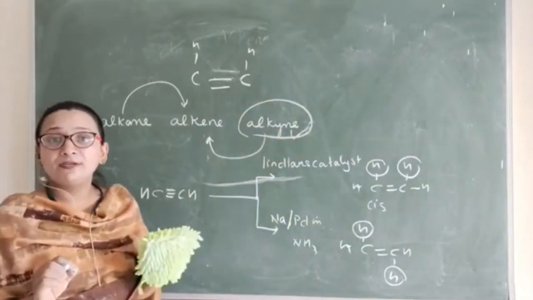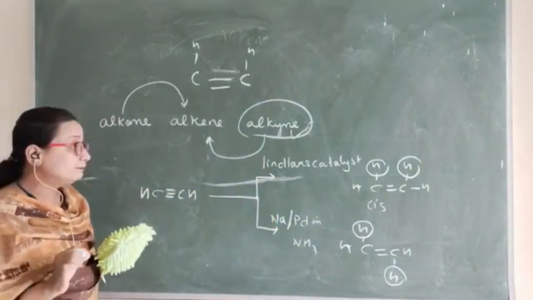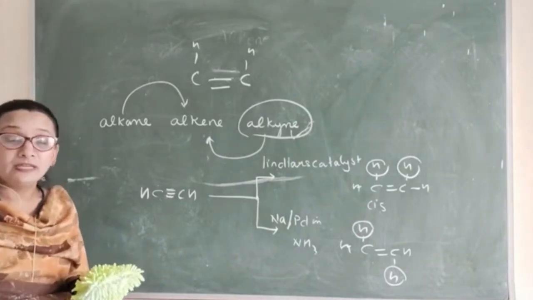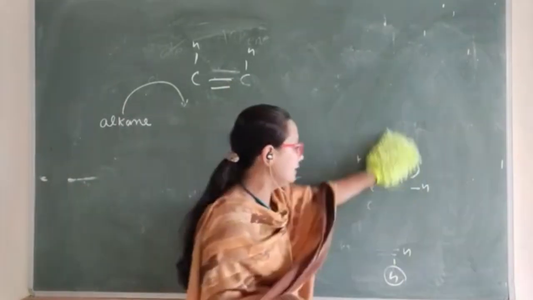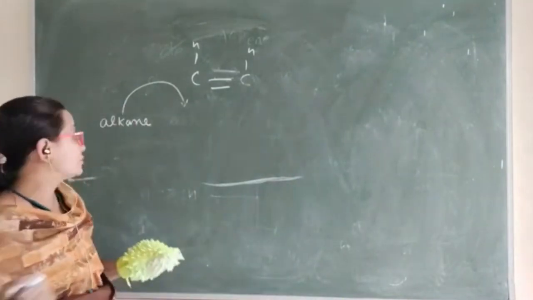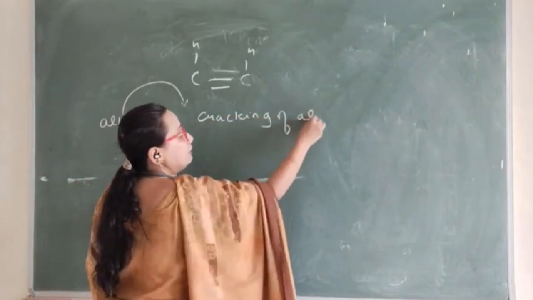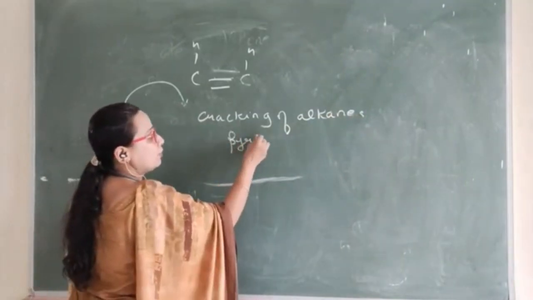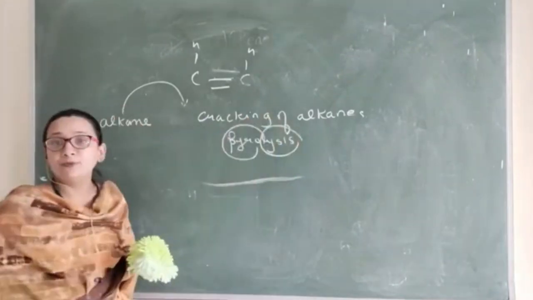Now the last method of preparation we are going to talk about in this video is from alkanes. This method of preparation we have already seen. When we studied reactions of alkanes, the name of the reaction was cracking of alkanes. Cracking means breaking. We call the same reaction pyrolysis, meaning lysis, breakdown, in the presence of heat.